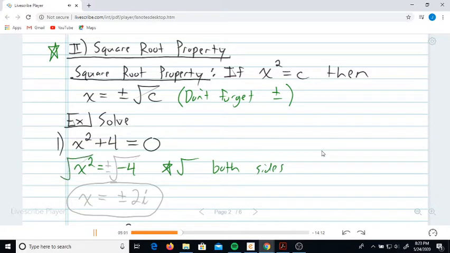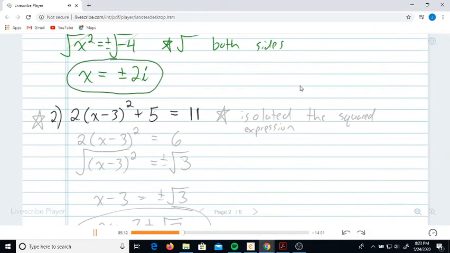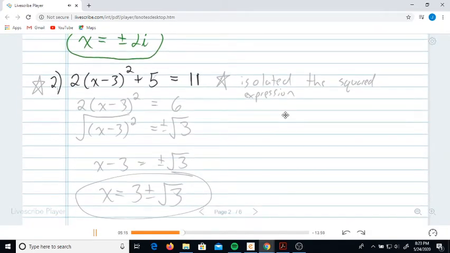So square root the left, square root the right, don't forget the plus or minus, and note we get a pair of complex solutions. So this is why we covered complex numbers in the last section. So just a heads up, complex solutions will always come in a pair. They will always come in a pair, so that's why you need that plus or minus.